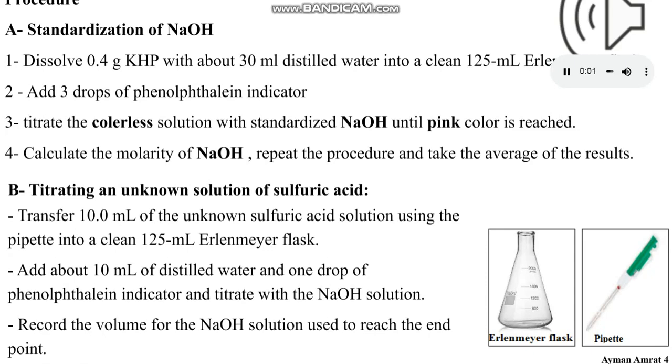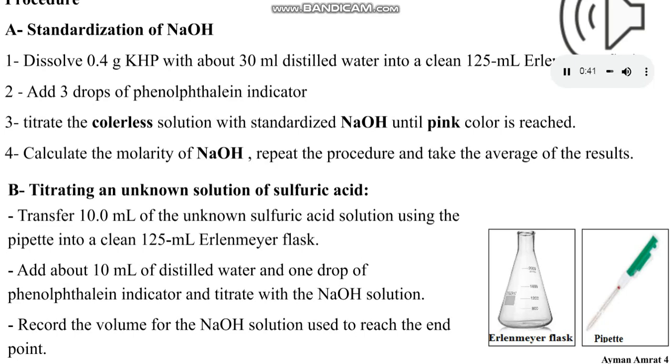The procedure: A. Standardization of NaOH. 1. Dissolve 0.4 gram KHP in about 30 ml distilled water in a clean Erlenmeyer flask. Add 3 drops of phenolphthalein indicator. The colorless solution is now titrated with NaOH until it changes to pink color. From the volume of NaOH and mass of KHP, calculate the molarity of NaOH.